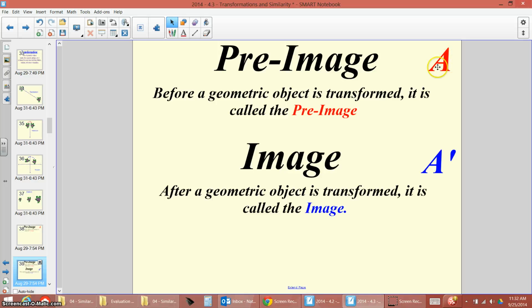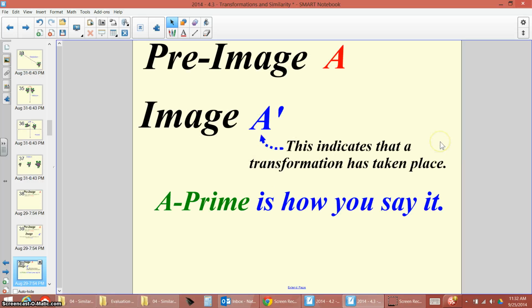Now, if I moved point A, I can't call it point A again. So I have to call it something different. When I call it something different, I call it A prime. This little apostrophe here is called prime. The pre-image is A, the image is A prime. That's how you say it. The vocab. That's the lingo. If you want to sound cool, you're going to call it A prime.